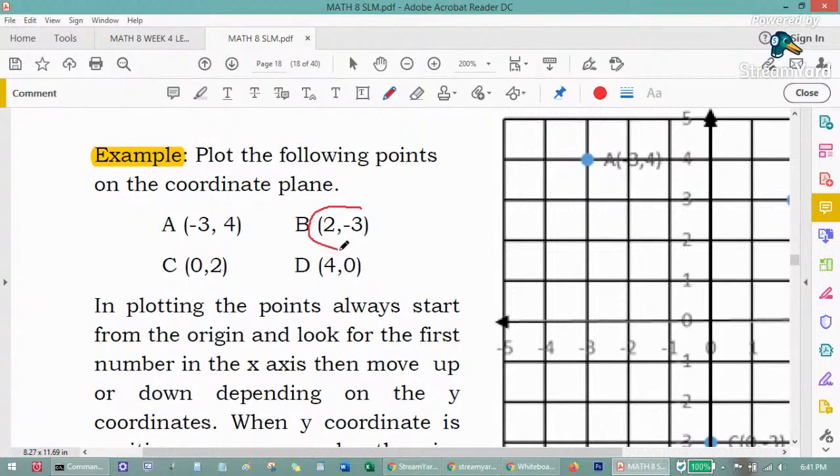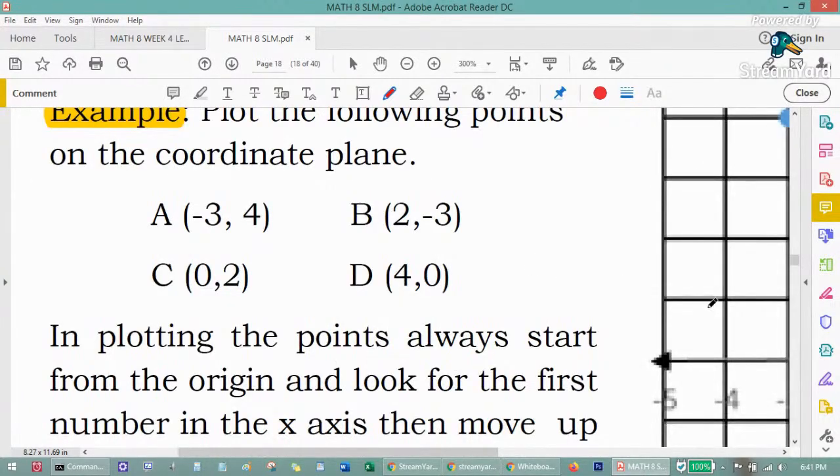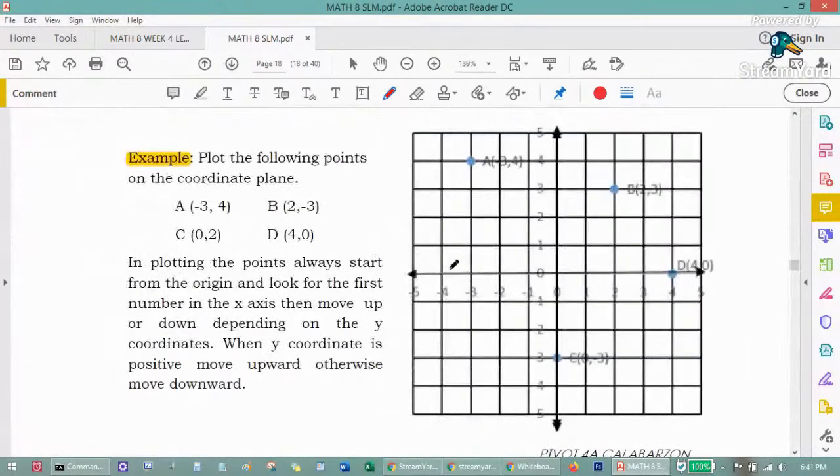X is 2 and Y is negative 3. So, X is 2. Hanapin natin kung saan ang 2 ng X. So, saan tayo titingin? Dito muna tayo sa X-axis. Nasaan ang positive 2 ng X-axis? Ito ang positive 2 ng X-axis.